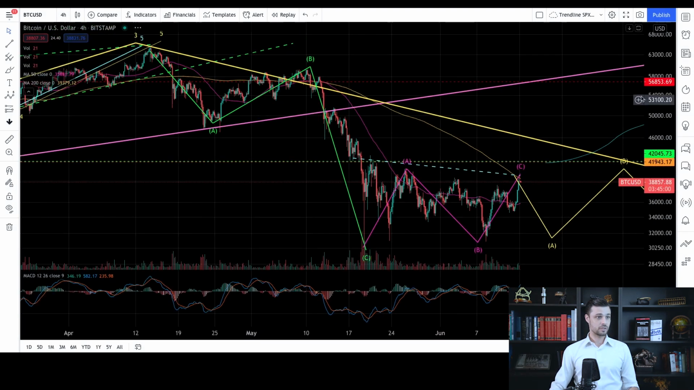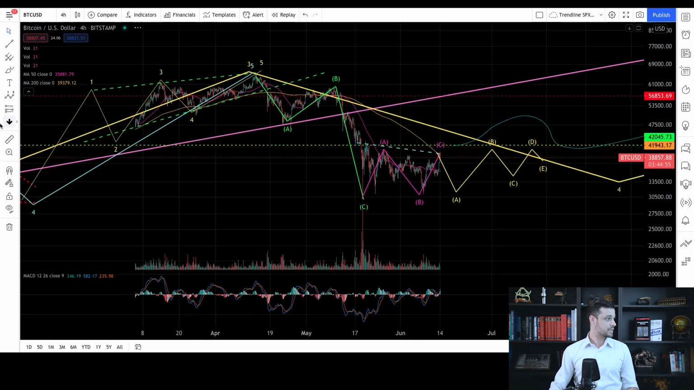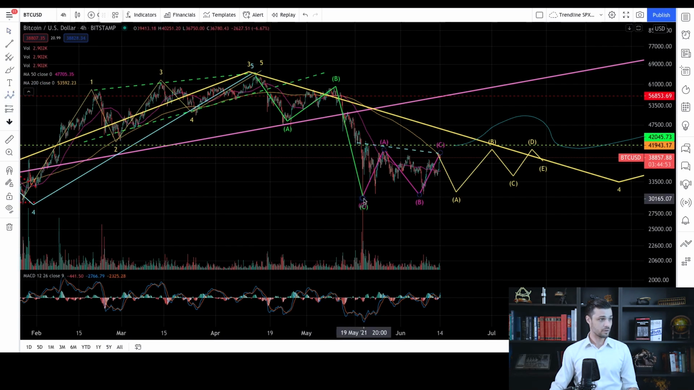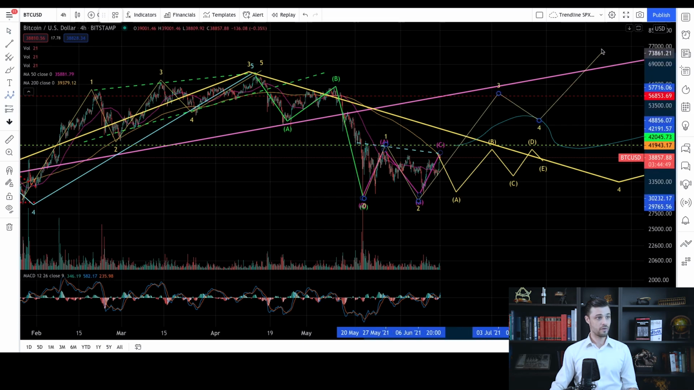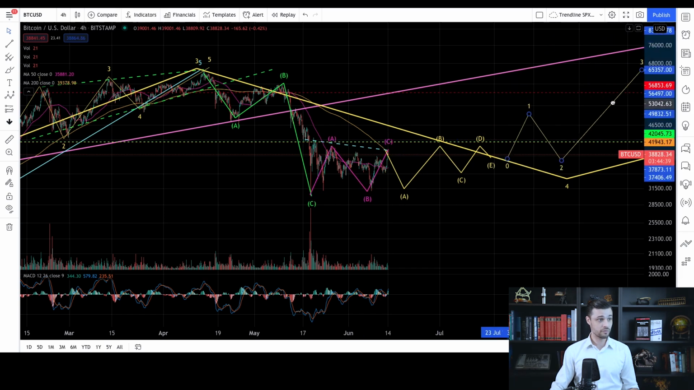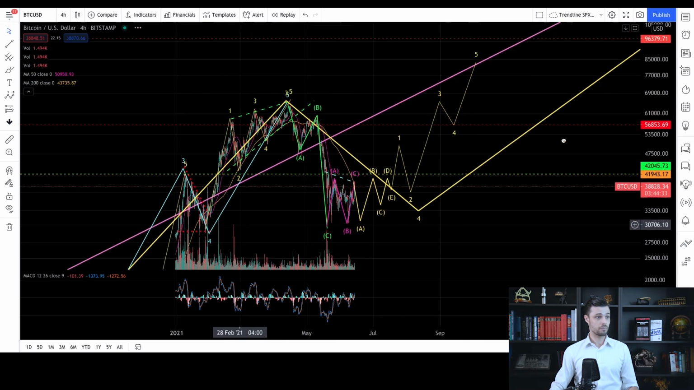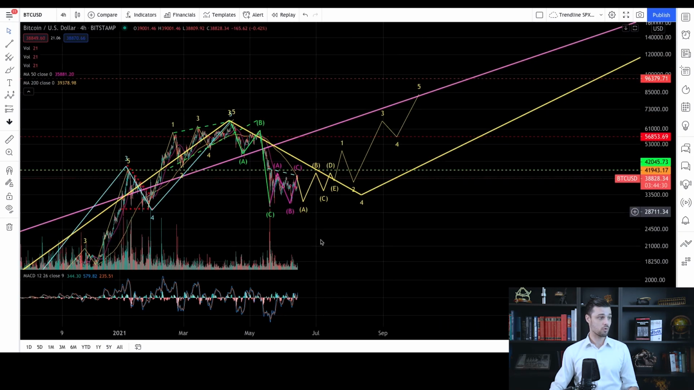Once this corrective pattern is going to be finished, we're going to have at some point, so it can happen now. Maybe it's happening now, guys. Maybe we're having already a 1, 2, 3, 4, 5. Maybe this is happening. But if it's not happening and we're having one more corrective pattern, then the 1, 2, 3, 4, 5 will just come later. But ultimately, we're going to complete this fifth wave. We have one more wave, guys, one more wave to go higher.